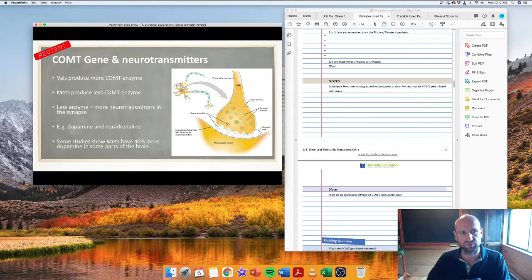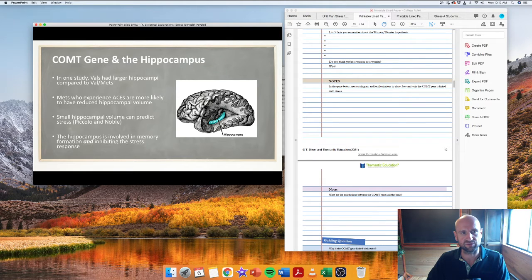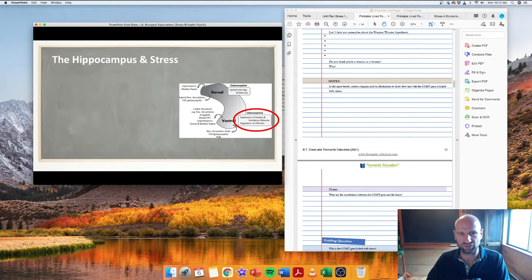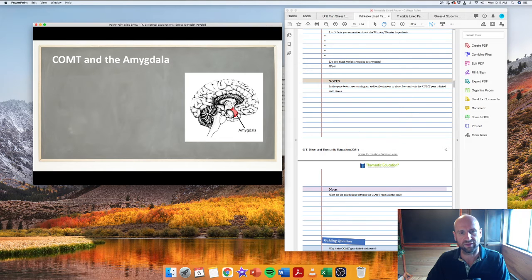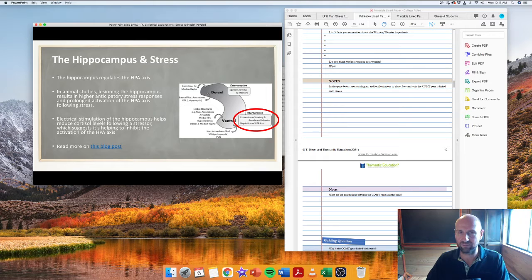Okay, so this is reviewing yesterday's, and then here is some new information about how the COMT gene is linked with the brain, the hippocampus and the amygdala. Some really interesting stuff here on the hippocampus. We know its role in memory, but it also has a role in the HPA axis and the stress response. And you can read more about that on the blog post.